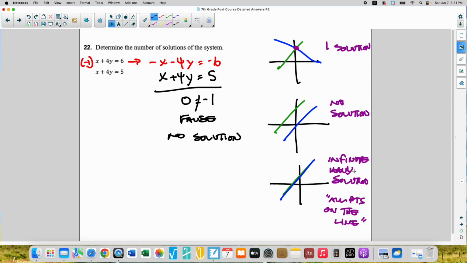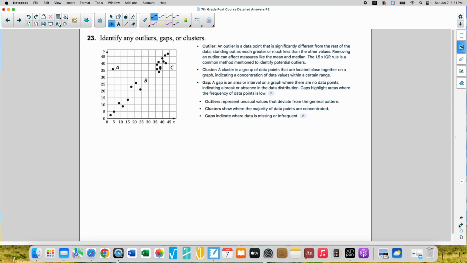If this was true, it would be infinitely many. And if it was one solution, they would not cancel out. You'd still have an x and a y. So 22 is going to be no solution, or none. There are no solutions to it.